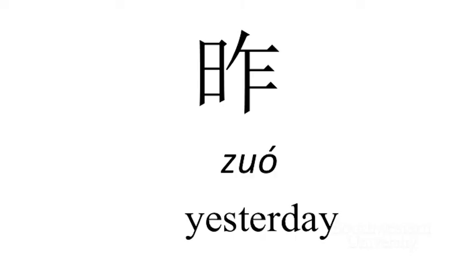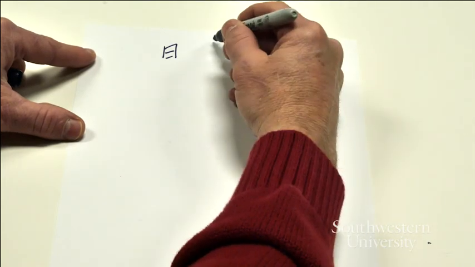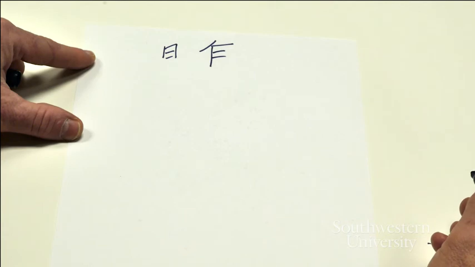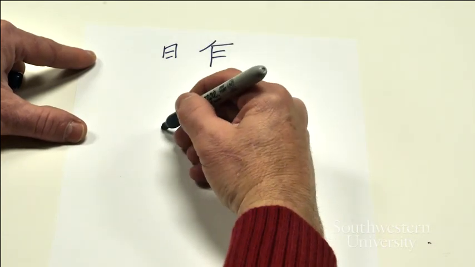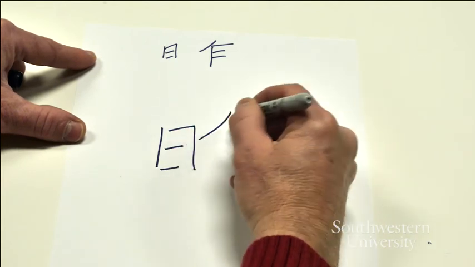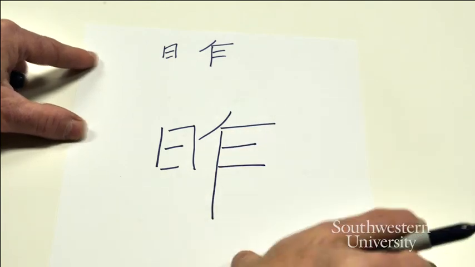Zuo is only used for the word yesterday. We have sun as the radical, and possibly things being stitched together as a phonetic, so in this case zuo.